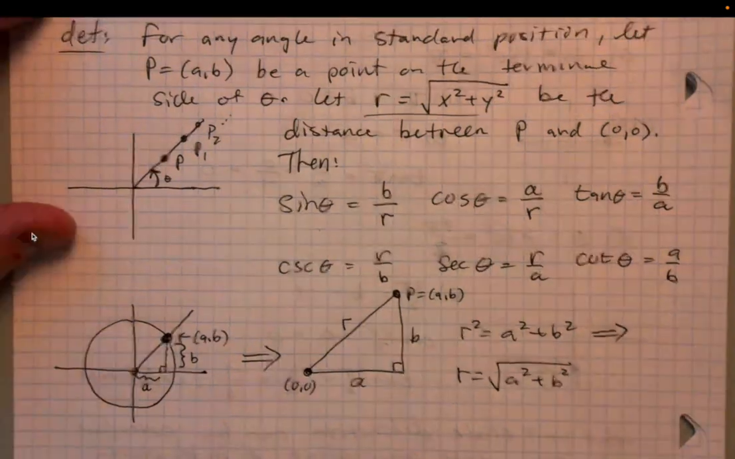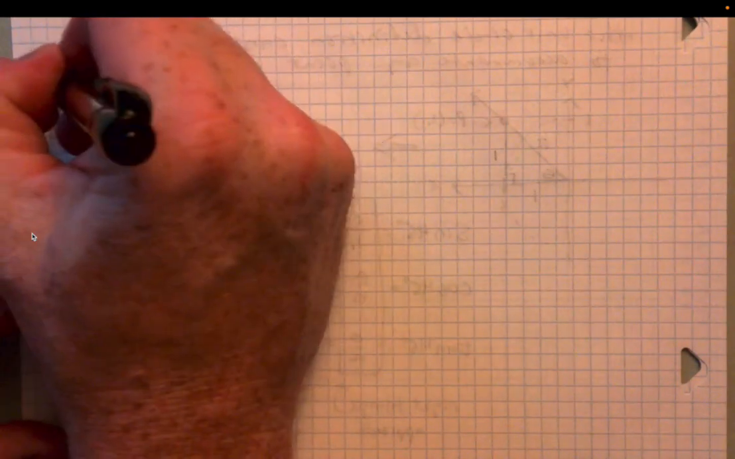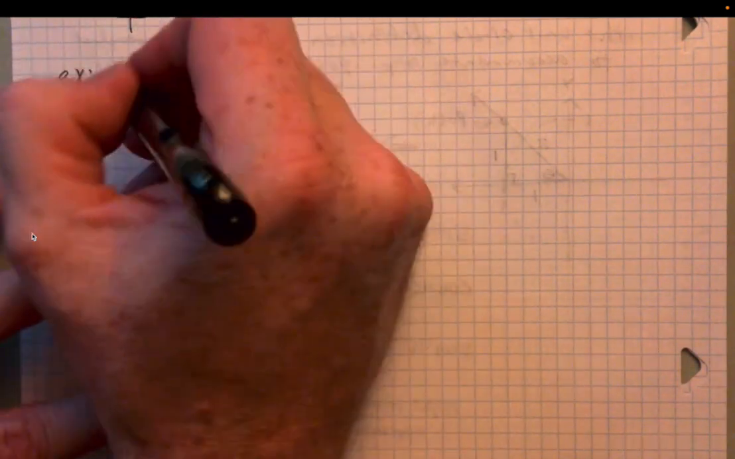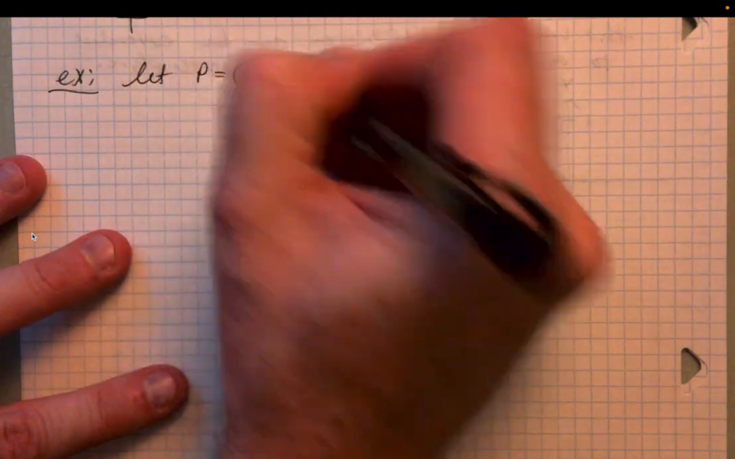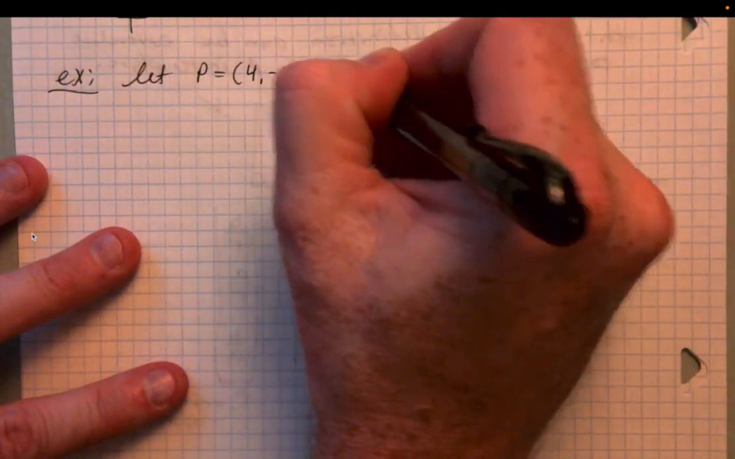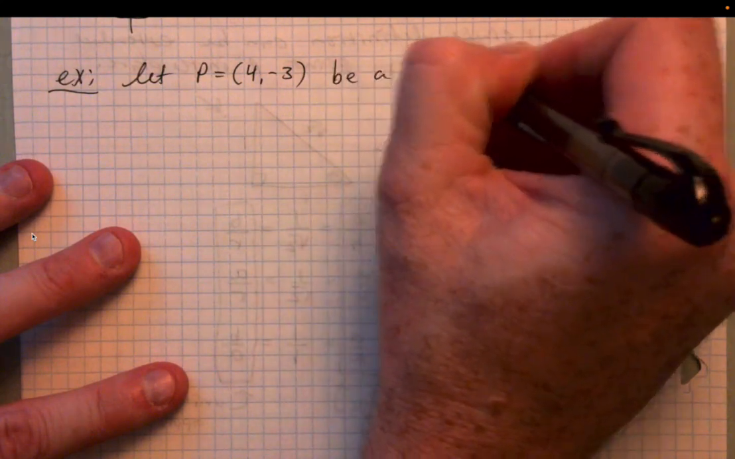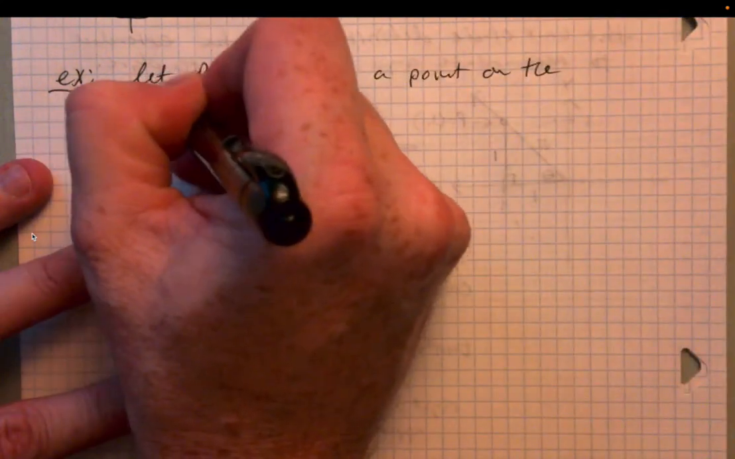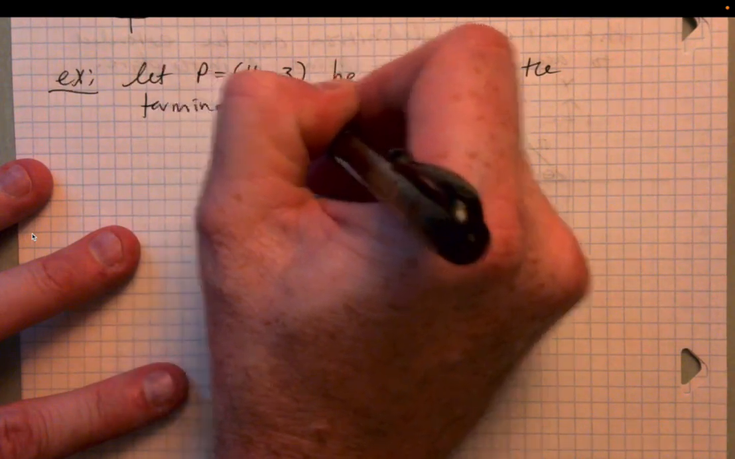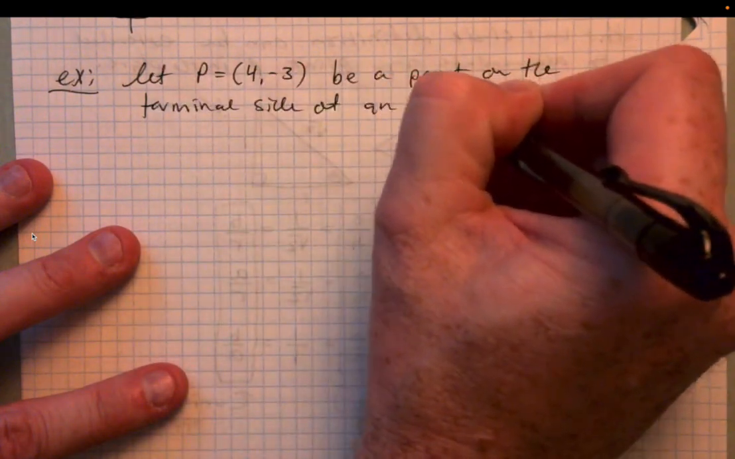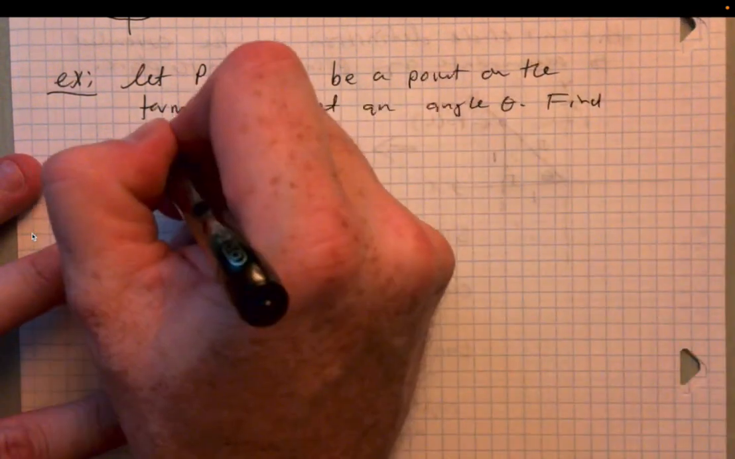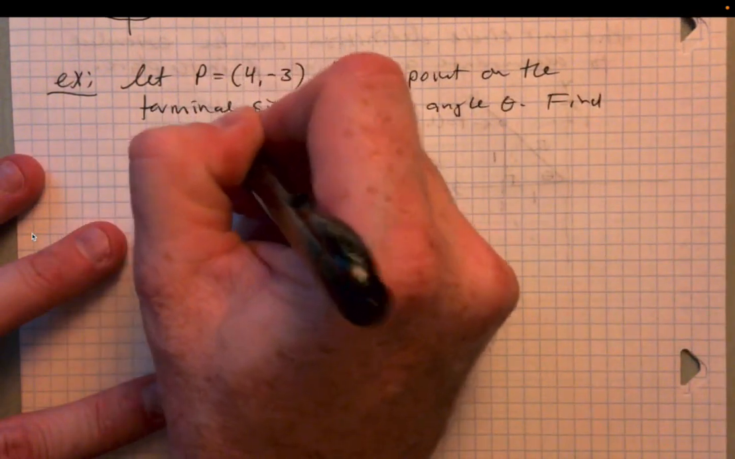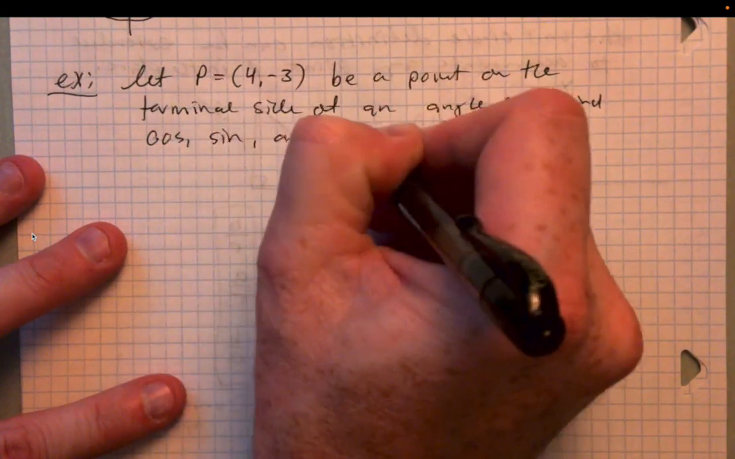Okay, so let's do an example here. Let's use this in a nice example. We're going to let P equal (4, negative 3) be a point on the terminal side of an angle theta. We want to find the cosine, sine, and tangent of theta.